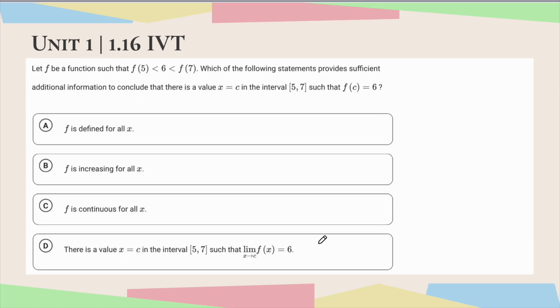So the first question states, let f be a function such that f of 5 is less than 6 is less than f of 7. Which of the following statements provides sufficient additional information to conclude that there is a value x equals c in the closed interval 5 to 7 such that f of c equals 6? So immediately I'm thinking of IVT here, and I have to think of the requirements, which again we already talked about. Our function must be continuous. So the correct answer choice here would be C.